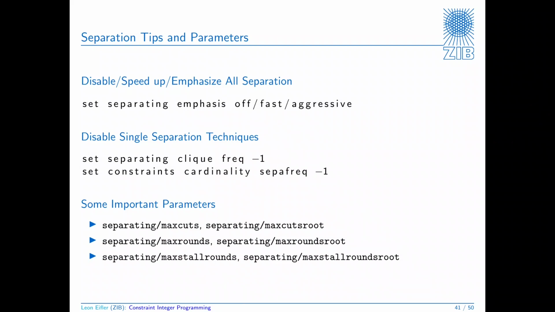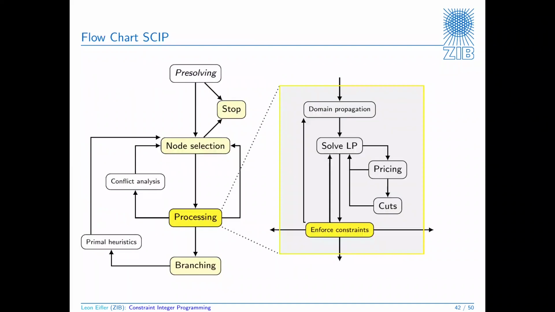You can also disable single separation techniques, same as with all the other plugins. And you can also change how many cuts are added, either at local nodes or at the root, always different, and how many rounds of separation take place. So you can fine-tune just with parameters how your separation works, how much work limits you have.